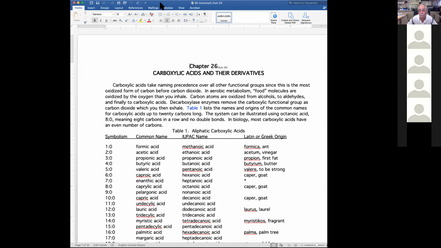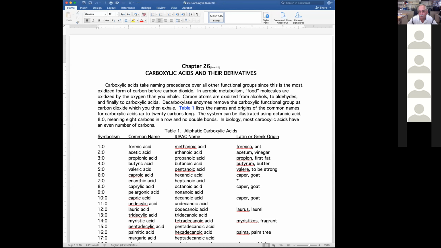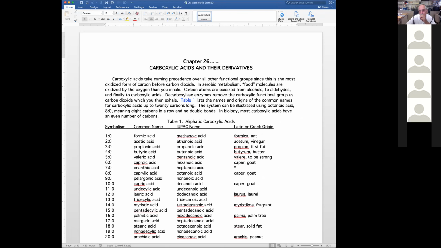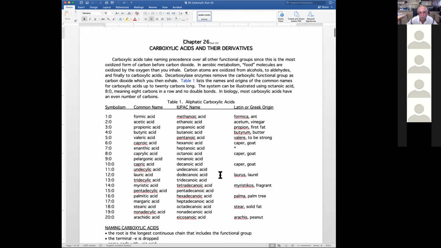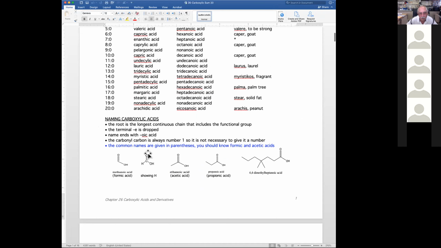Okay, so the chapter on carboxylic acids. So you've seen carboxylic acids because if you take primary alcohol and you oxidize it one step, you get the aldehyde. If you take the aldehyde and oxidize it, you get the carboxylic acid. And so what we're doing here, it's like here's the basic carboxylic acid, right? So here is formic acid, here's acetic acid, okay?